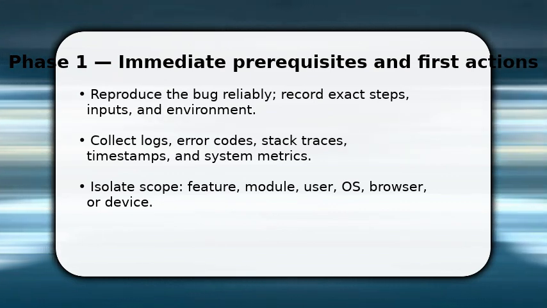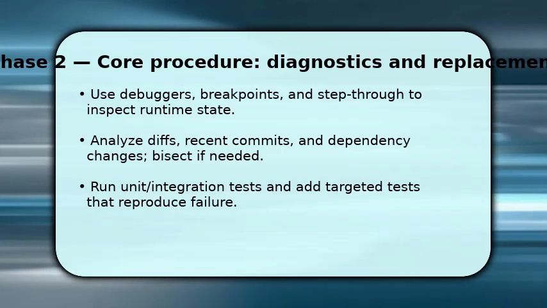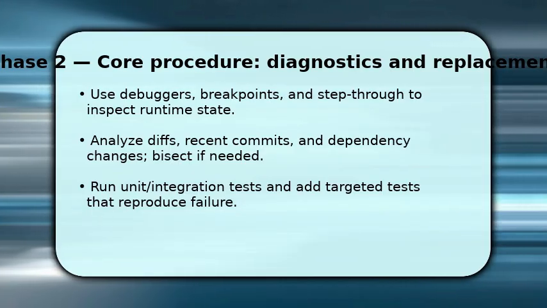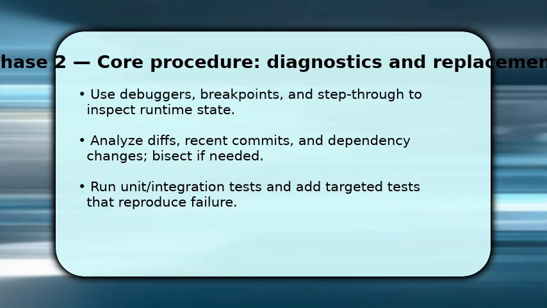You now perform a focused investigation. Attach a debugger, set breakpoints, and step through the failing path to inspect variables and state. Next, review recent commits and dependency updates. If uncertain, bisect commits to find the change that introduced the behavior.